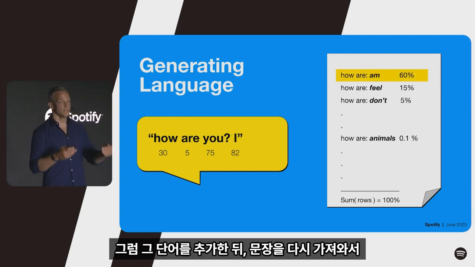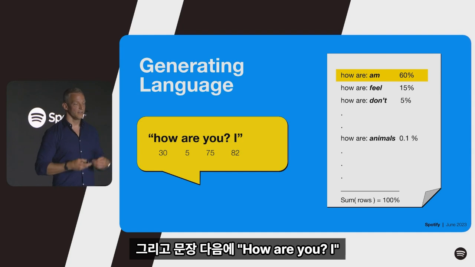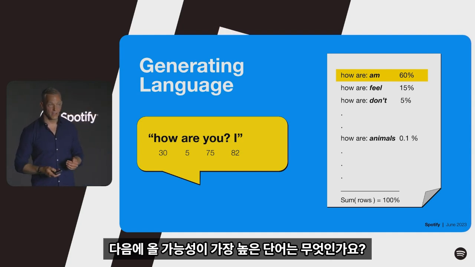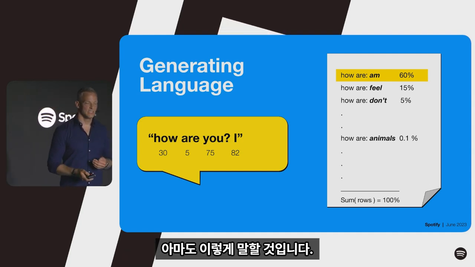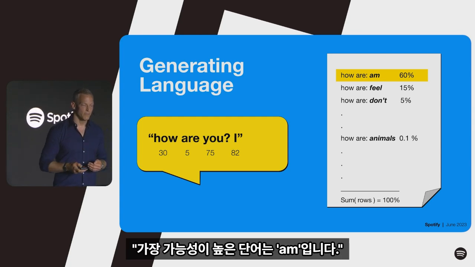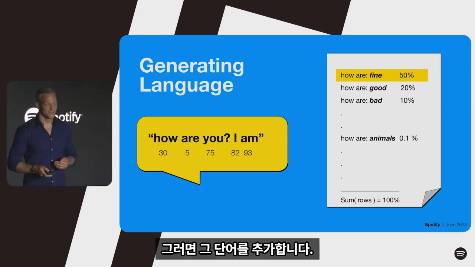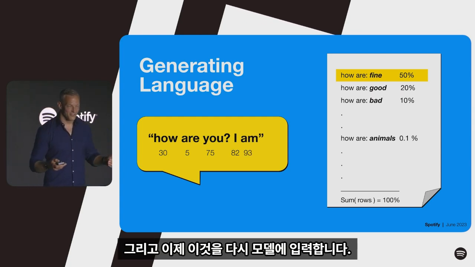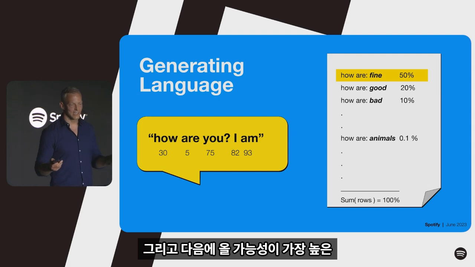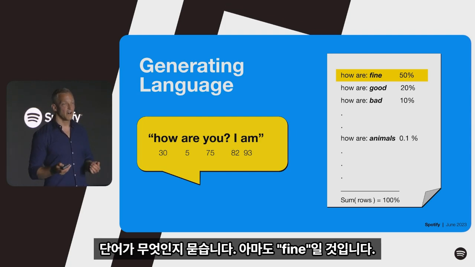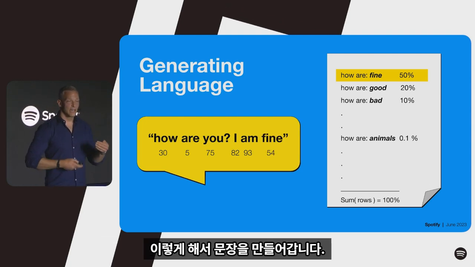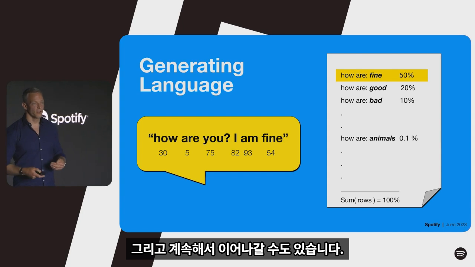And then we take the sentence and feed it back into itself again and say, after the sentence, how are you I, what is the most likely next word? It's probably going to say something like, the most likely next word is am. And then we add that. And now we feed this into itself and ask, what is the most likely next word? It's probably fine. And this is how you build sentences, and you can just keep going forever.